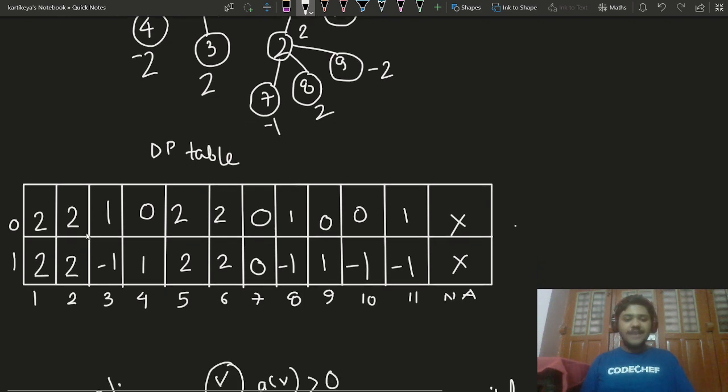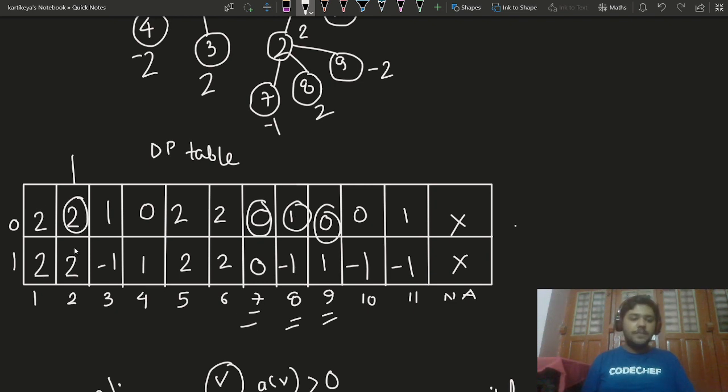Now 2 has 3 children, 7, 8 and 9, and itself has a positive value of 1. In order to construct the positive value of 2, I will just take the maximum of the positive values of 7, 8 and 9, which is 1, of 8. Now 1 plus 1 would be equivalent to 2.